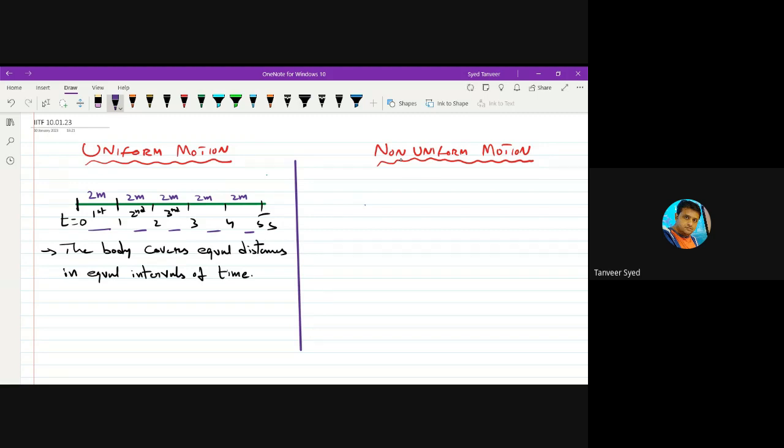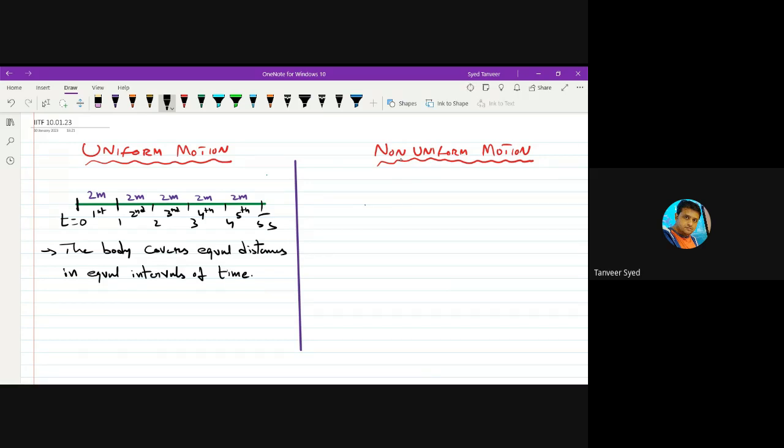And what are the distances covered in these equal intervals? 2 meter in first second, 2 meter in second second, 2 meter in third second, 2 meter in fourth second, 2 meter in fifth second. So equal distances in equal intervals of time. Then you say the body is in uniform motion. Simple, no complications here. Okay.